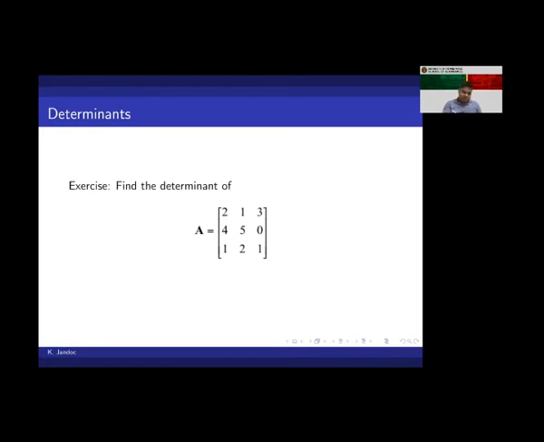So first, we'll define the minors in A. This is also a 3 by 3 matrix. So how do you get each of these entries in the matrix of minors? Let me just finish this one.